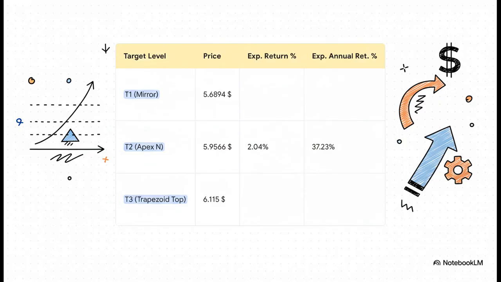So what's the goal here? The setup laid out three key price targets, T1, T2, and T3. You'll see that T2 lines up perfectly with a point called apex N. Now, let's imagine a scenario where both of those entry levels get hit and then the price reaches T2 within that 20-day time frame. Well, in that case, the model projects a potential annualized return of over 37%.